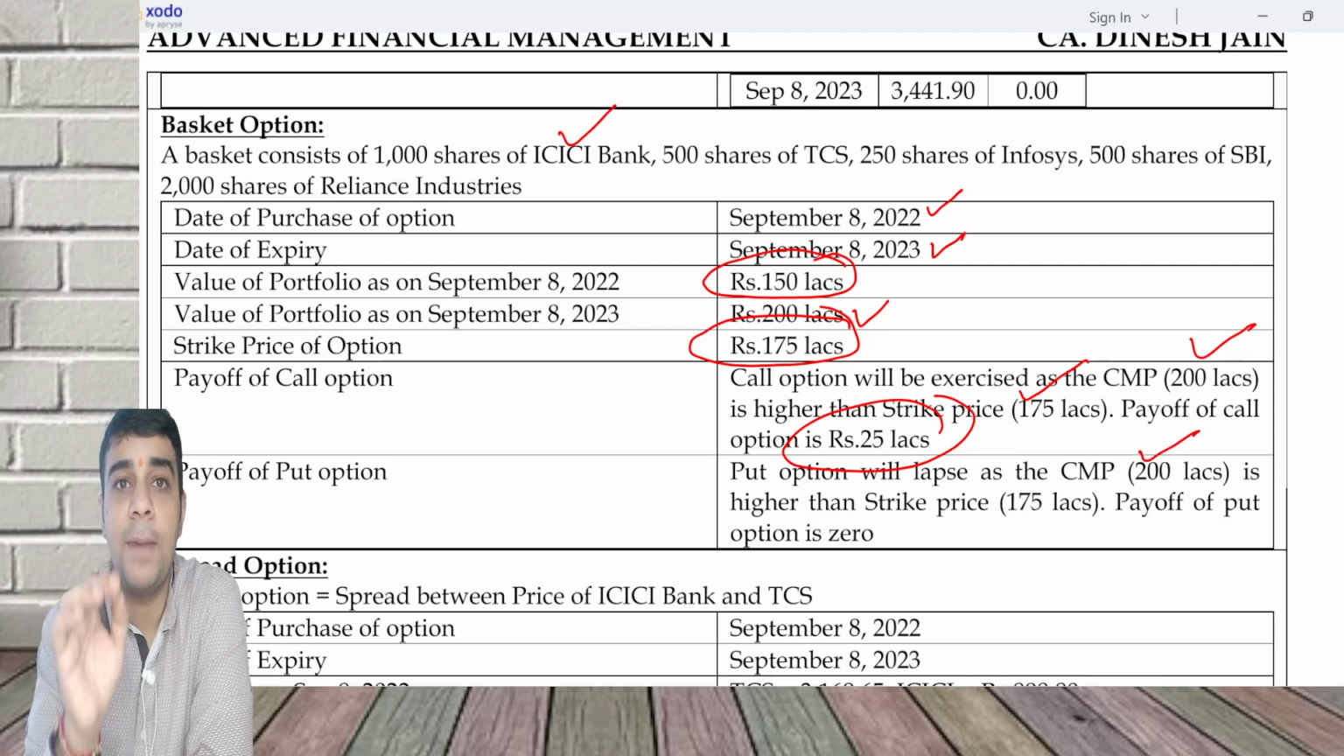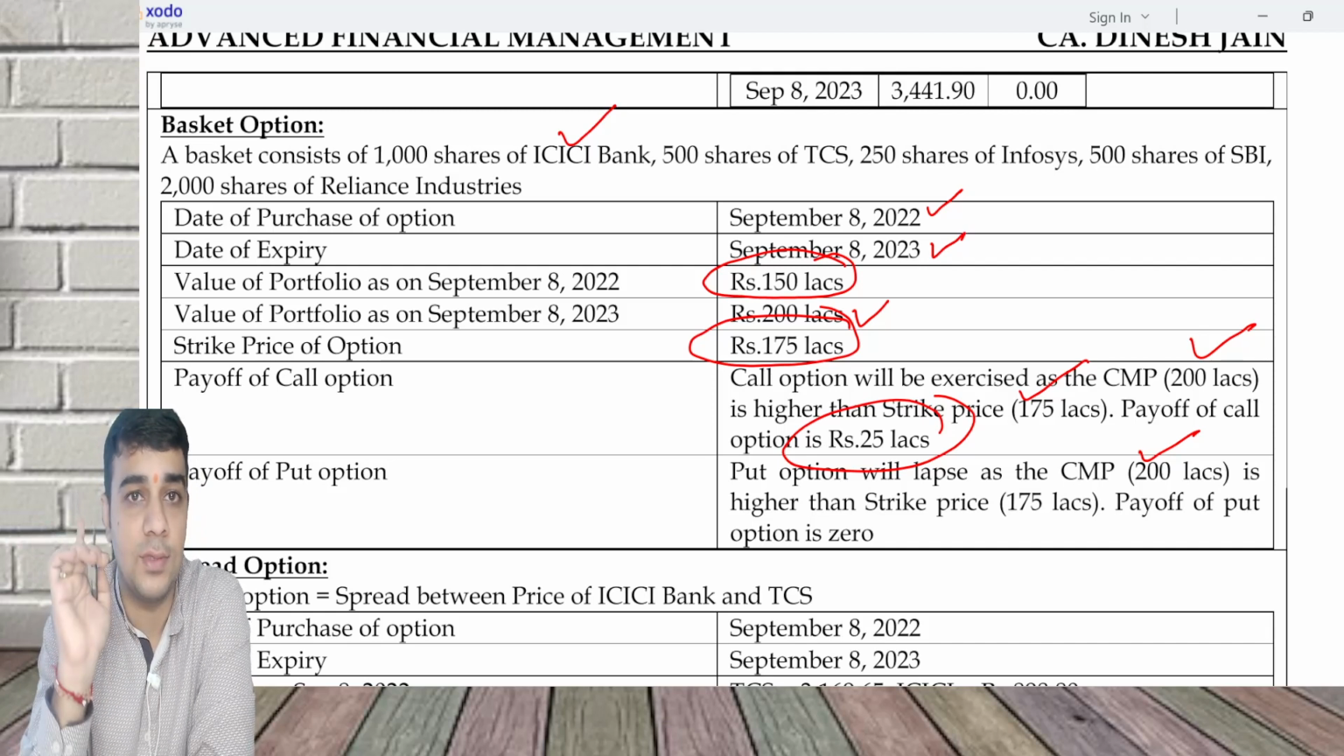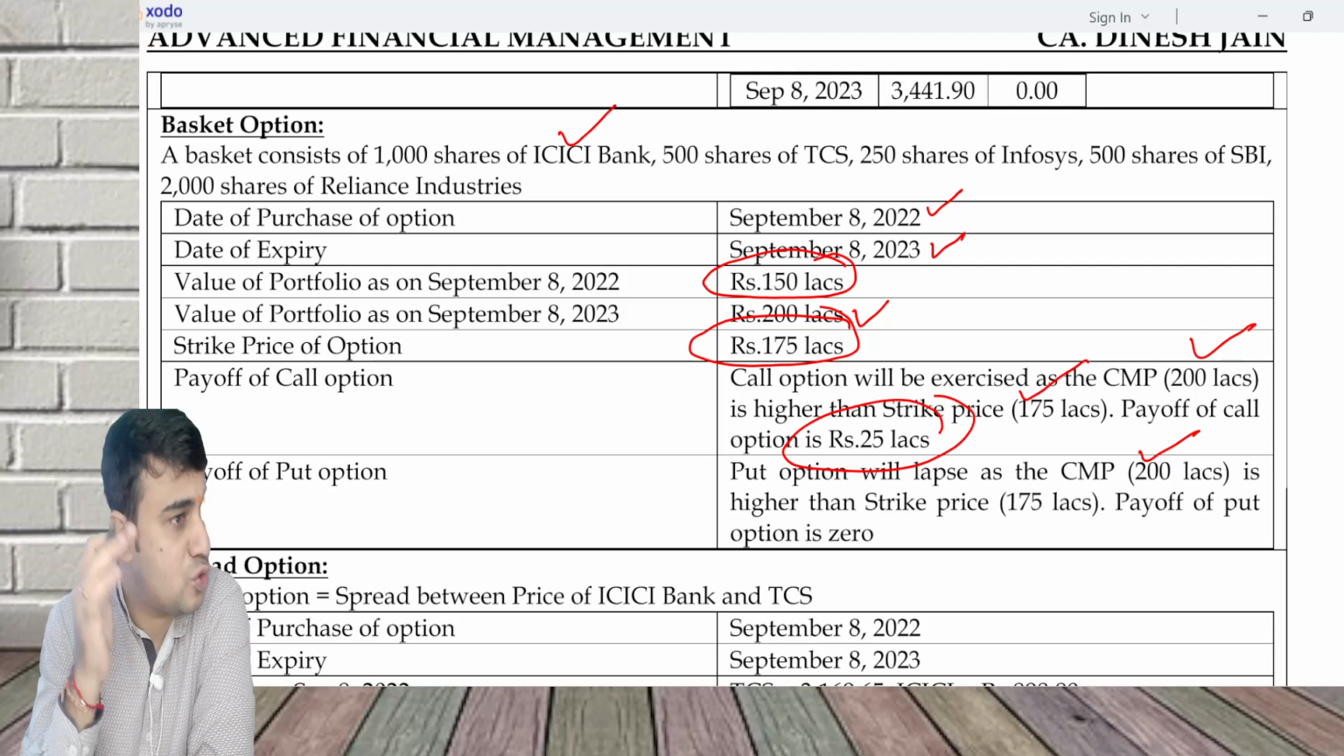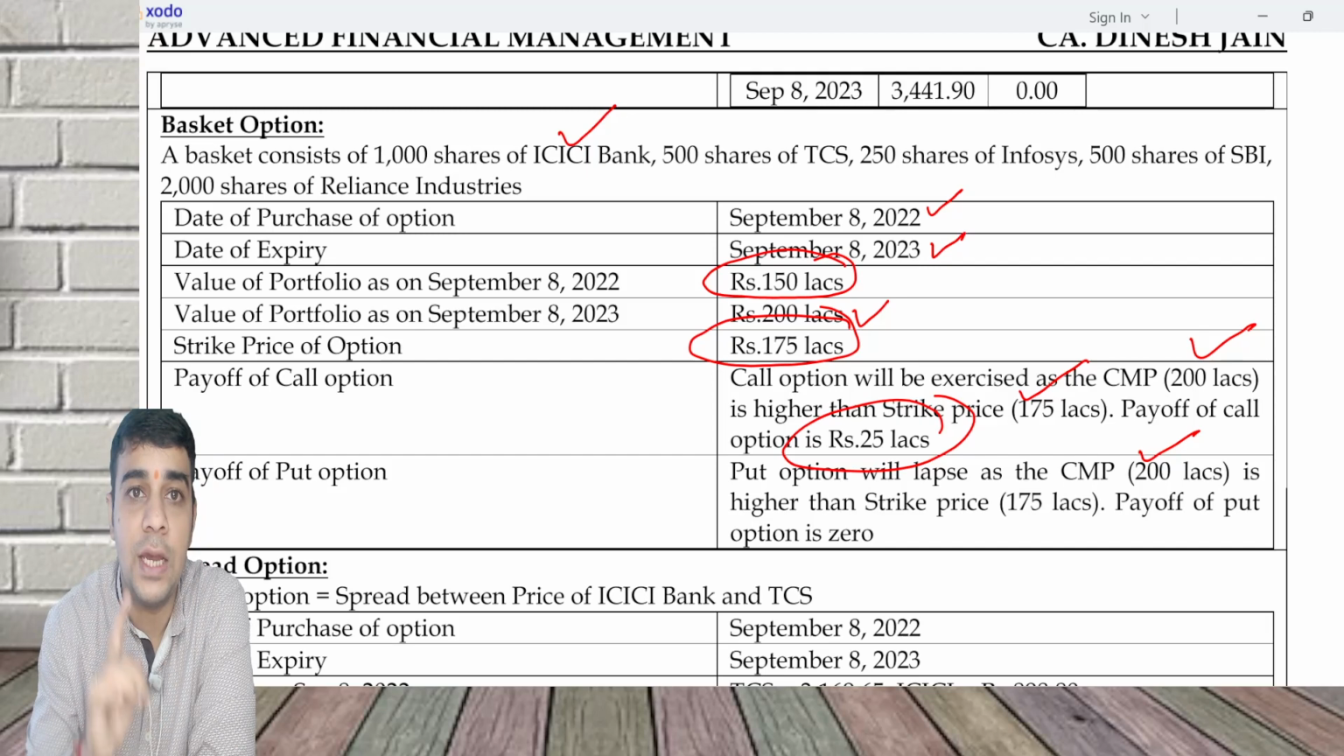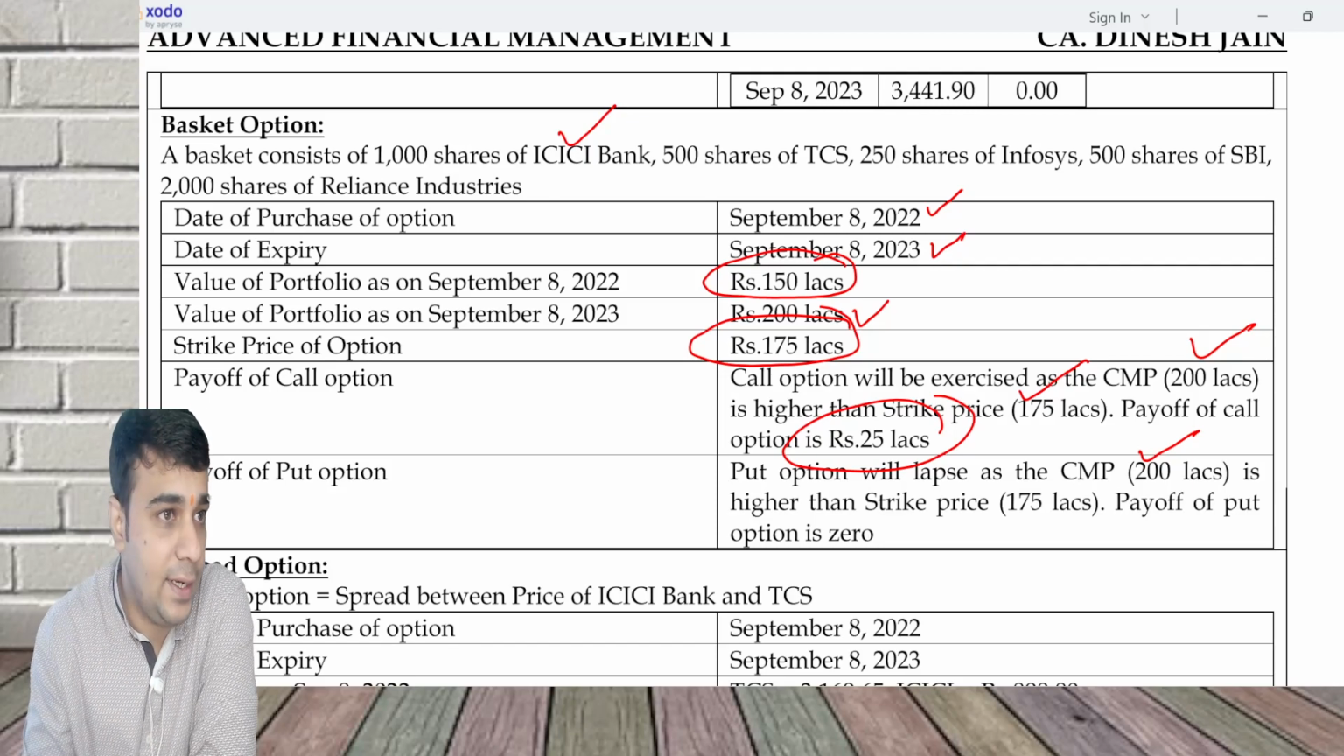You can understand the basket option is for one share. Just understand that it is only for one share, rather than thinking of it as so many shares. What is the current market price of one share? 150 lakhs. What is the price after 1 year? 200 lakhs. What is the exercise price? 175 lakhs. Any doubts on this?